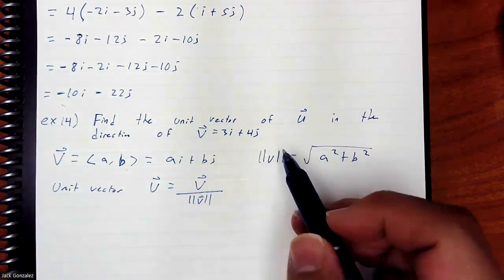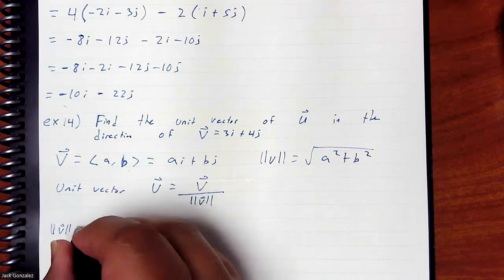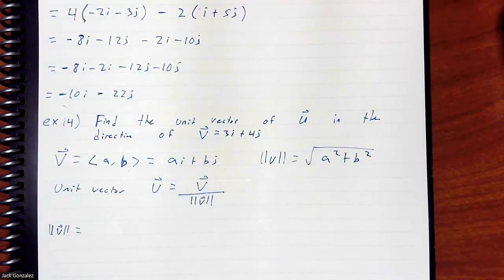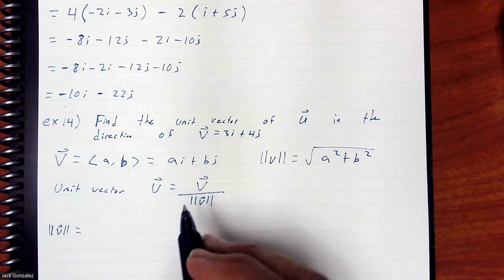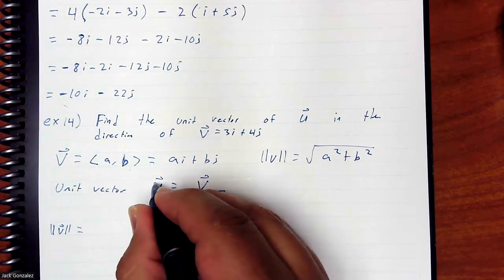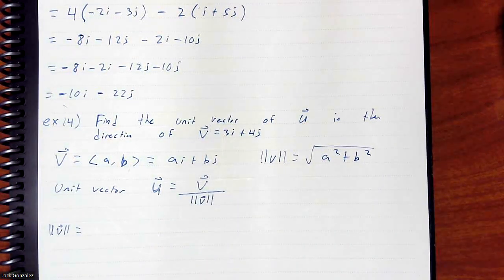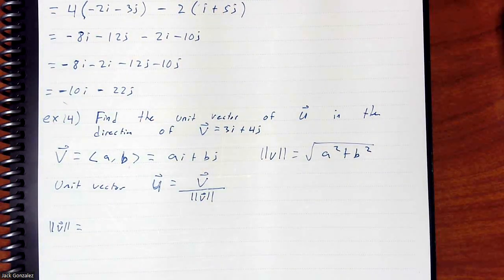So we've got v, magnitude of v. The denominator is the magnitude of v. Yeah, they both look like v's, huh? Sorry.